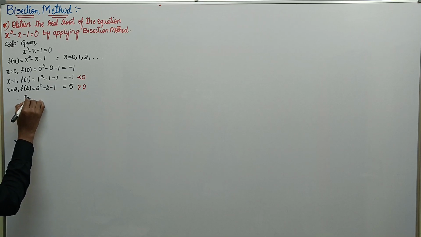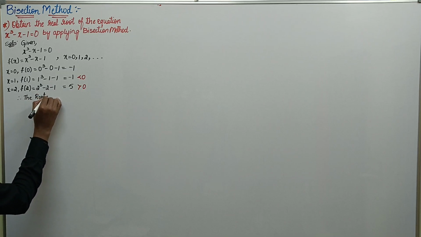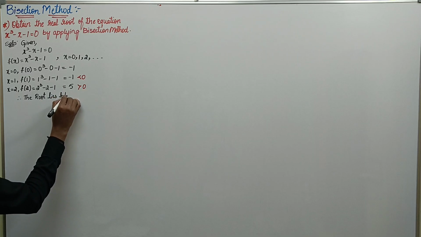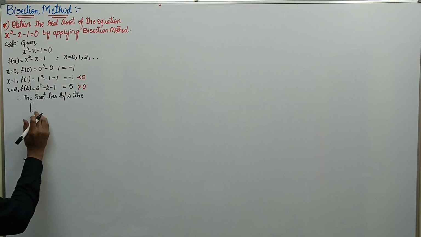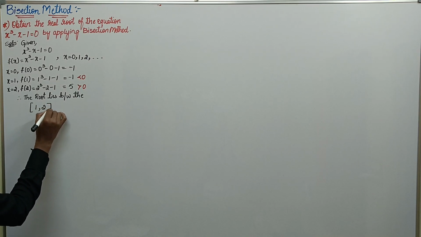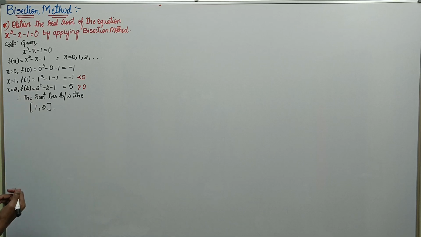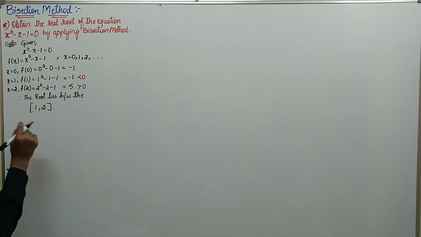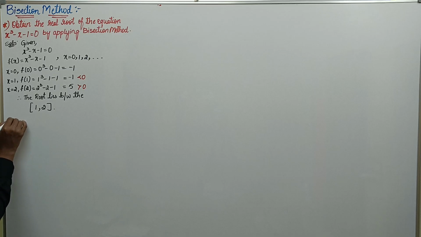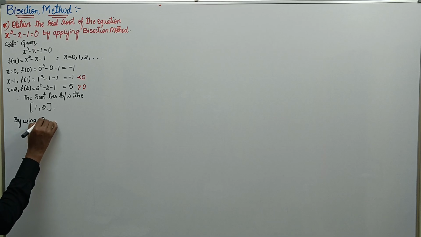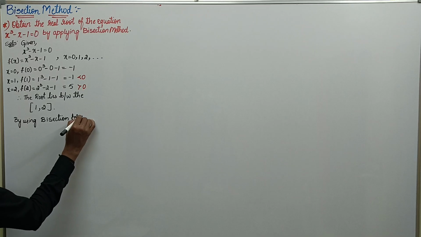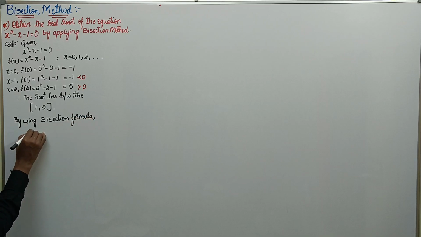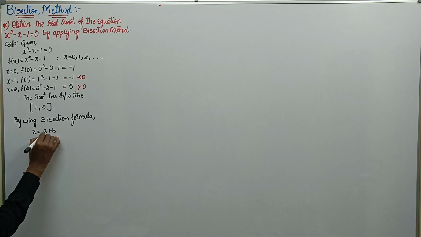Therefore, the root lies in the interval 1 comma 2. Considering this root, we are going to find the approximate value of the interval in which it lies. That is, by using the bisection formula, we have x equal to a plus b by 2.